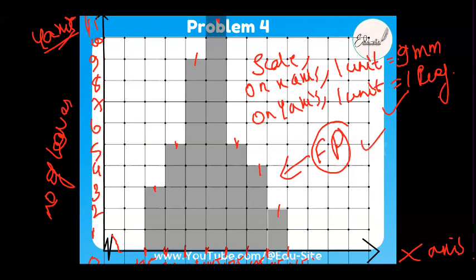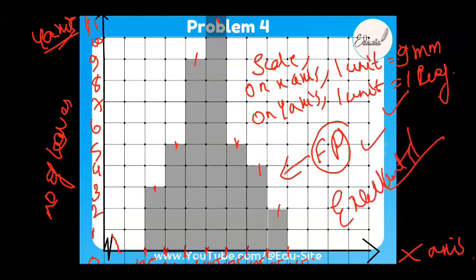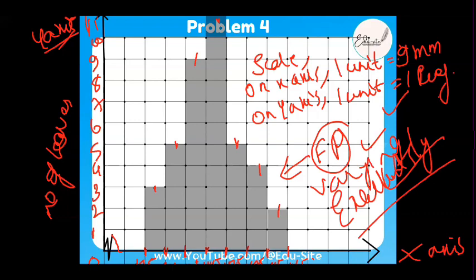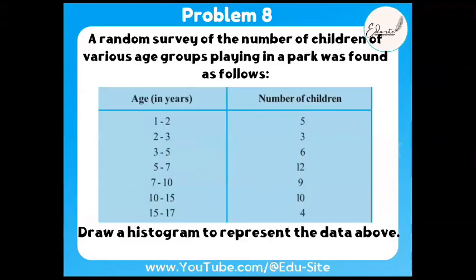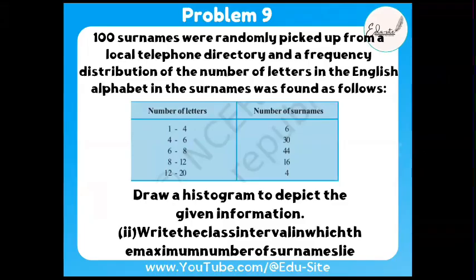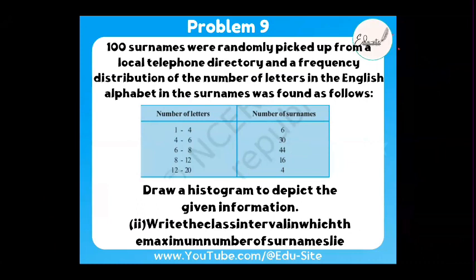This is problem number 4 that you have done excellently. So I'll give you a problem on varying classes. I want you to solve this problem. You do not have to draw a bar graph for this. You just have to show me the table. Problem number 9. This is quite an easy question.